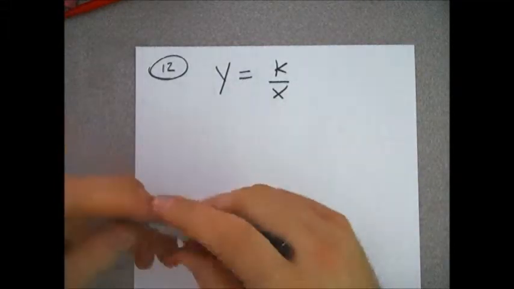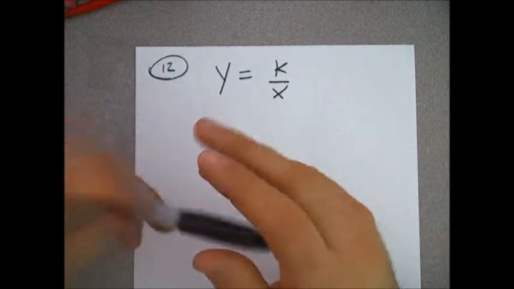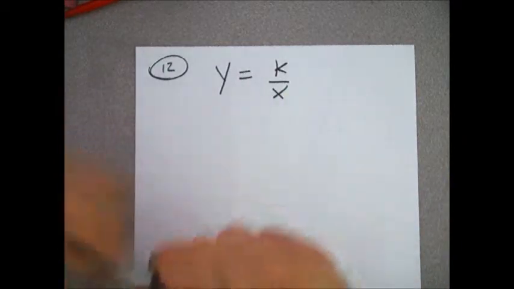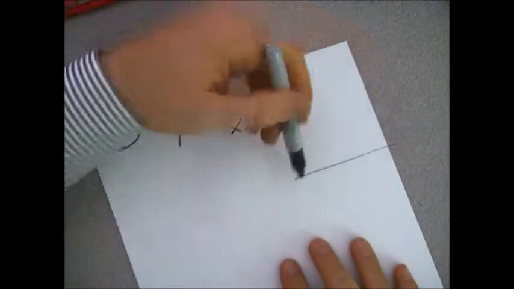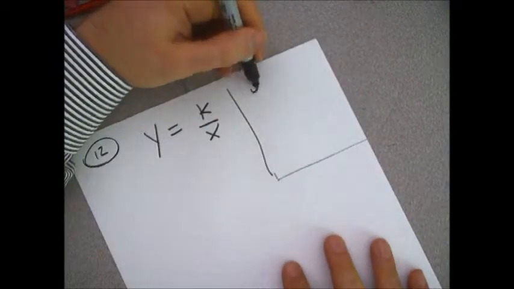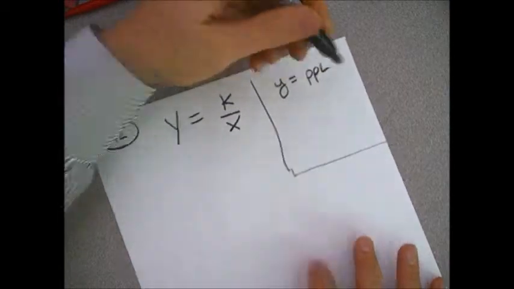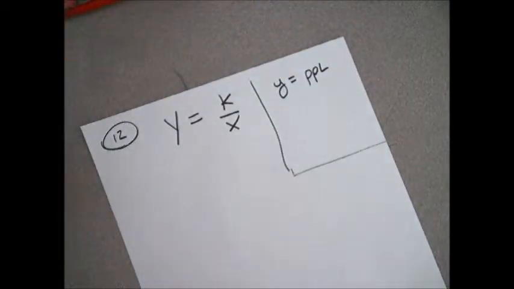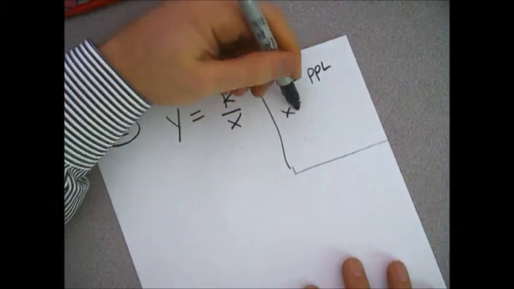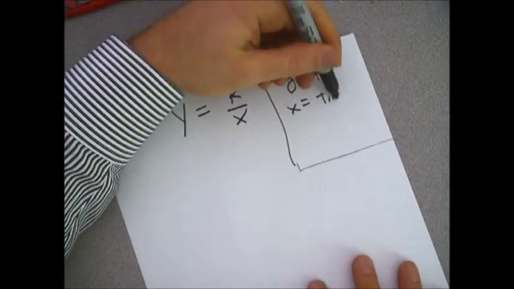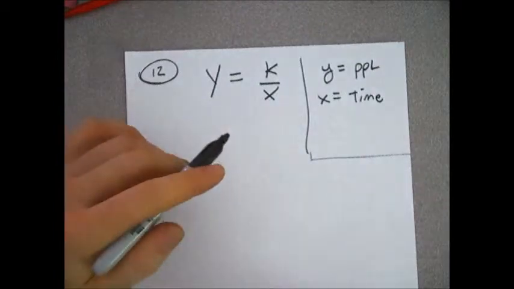Now the reason why this problem's hard is because they don't designate anything for you. They don't tell you what people are or what time is or what letter. They give you some for instances. So we need to make our own designations here. It doesn't matter in which way you do it. I'm going to say y is equal to people. You have to pick something and stick with it. Whatever you let y be, it's always going to be that. And if y is people, that means x is time. We're going to stick with that for the whole problem.